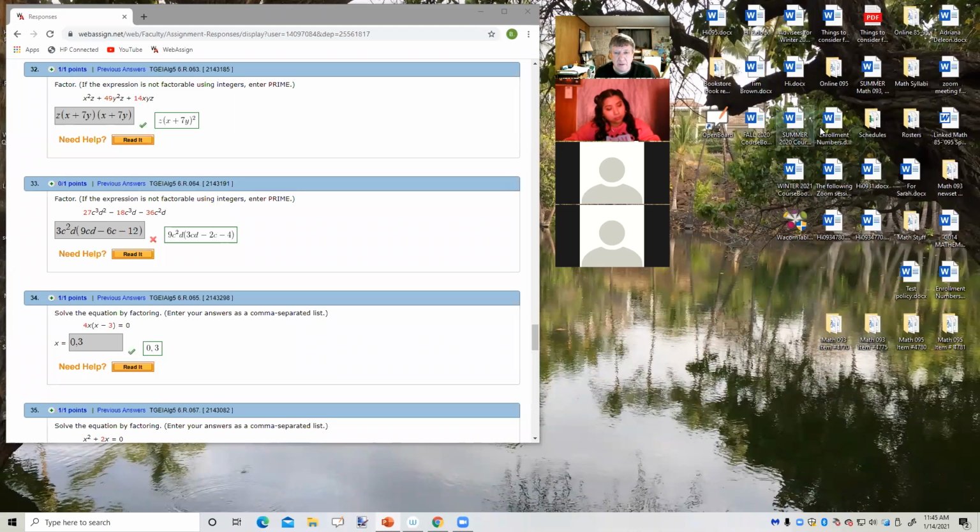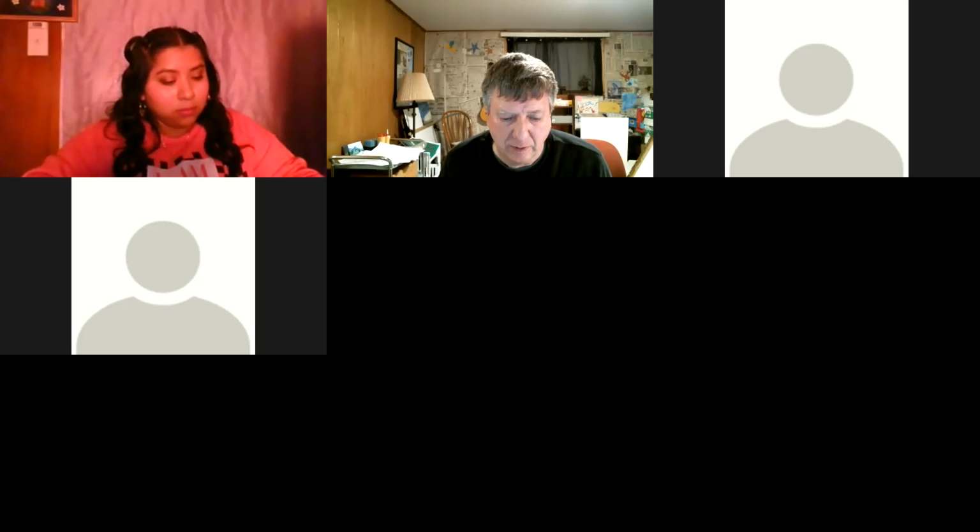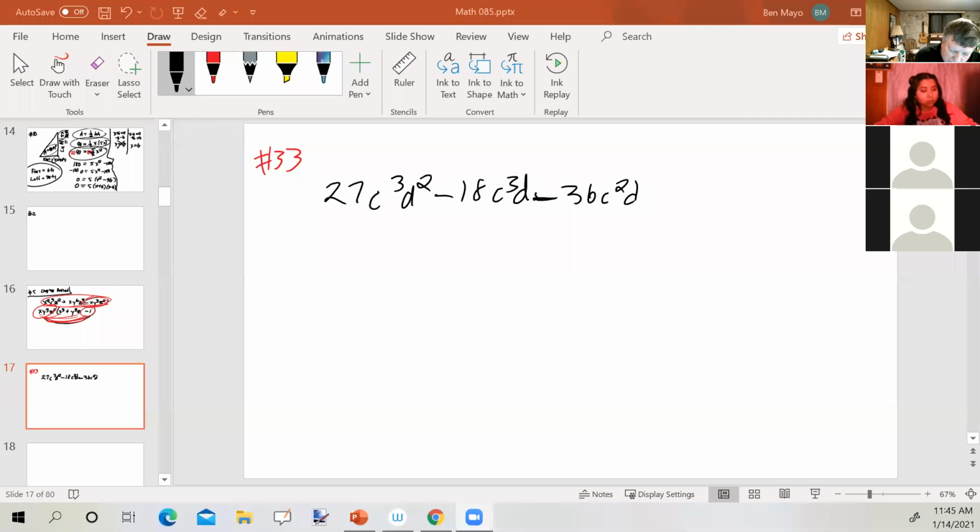Okay, and let me switch back to my other screen. So looking at 27 and 18 and 36, yes, you can take a 3 out, but you can actually take a 6 out of each of those. 6c squared d. Oh, wait a minute. I wasn't right about 6. It's not a 6. What is it? It's a 9.